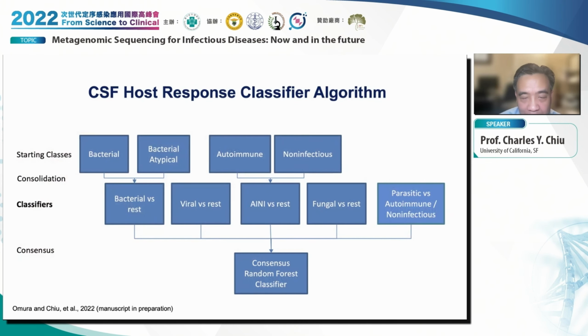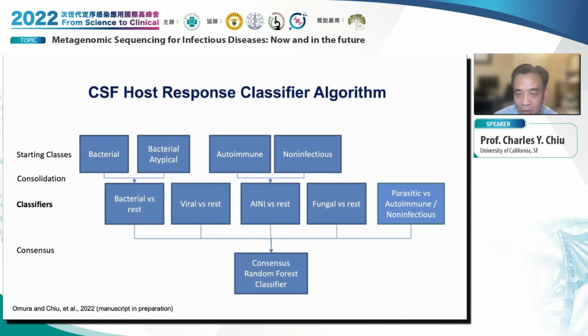What we typically do is divide up the model into various binary classifiers. I say binary because you're making a comparison of one versus the other. So in this case, we might have a classifier, for instance, that can distinguish bacterial infection from everything else, or viral infection from everything else, autoimmune disease from everything else, fungal infection from everything else, et cetera.